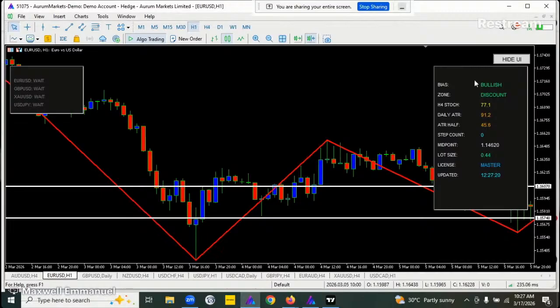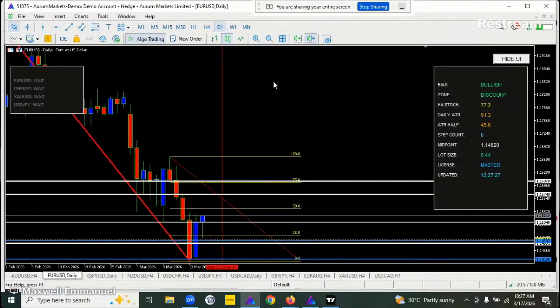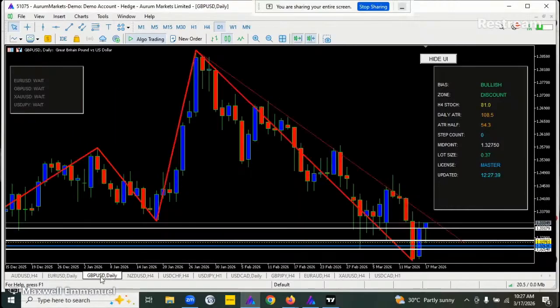I hope that is clear. Don't sell until the daily bias changes to bearish. Keep buying until it changes to bearish. Same thing for GBP USD. Keep buying. As you can see, it is buy, buy, buy, buy. Don't sell until it changes to bearish.